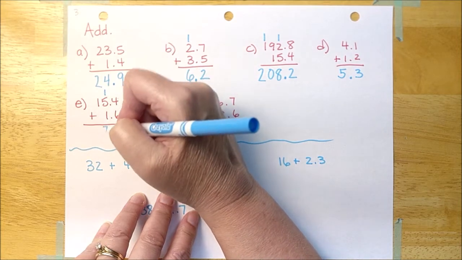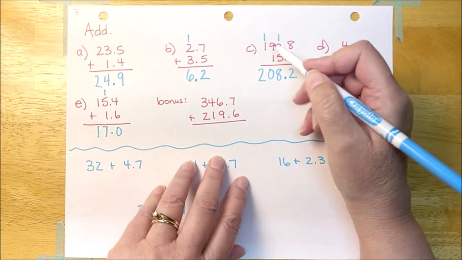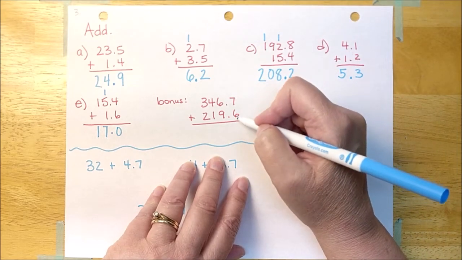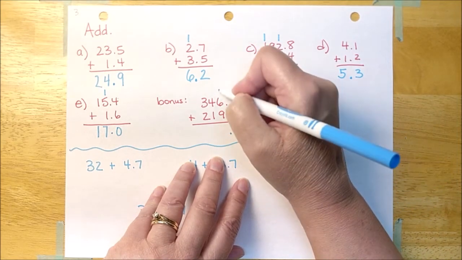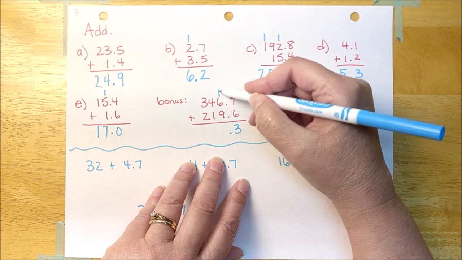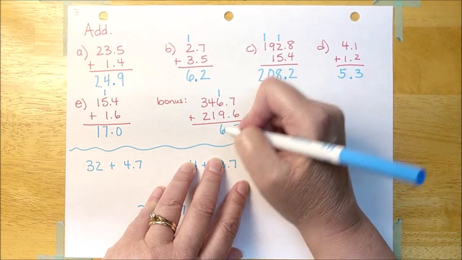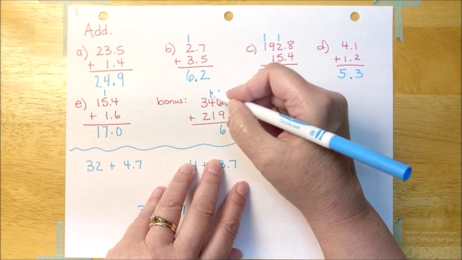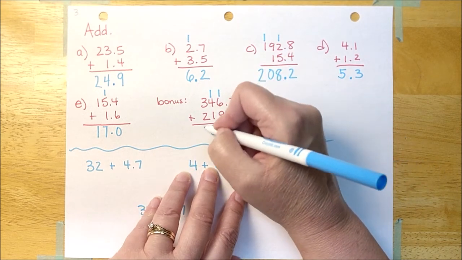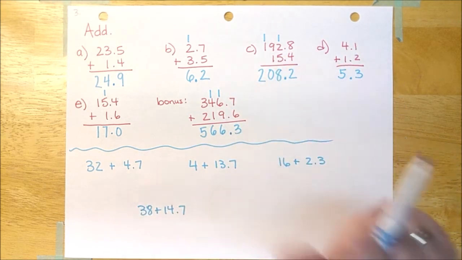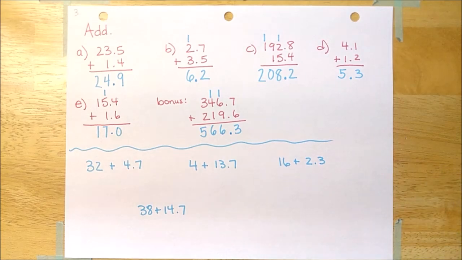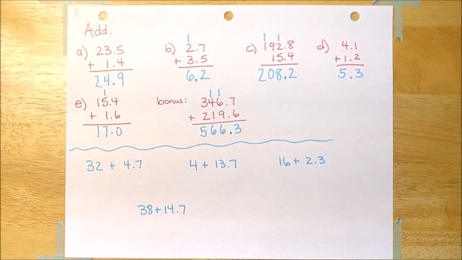4 and 6 is 10. 5, 6, 7, and a 1. Oh, a bonus one. Okay, here we go. 7 plus 6 is 13. 9 and 1 is 10. 10 and 6 is 16. 5, 6, and 5. So there you go. The most important thing with adding is to remember to line up those decimals, because if they're not lined up, it's going to cause a huge problem for you.